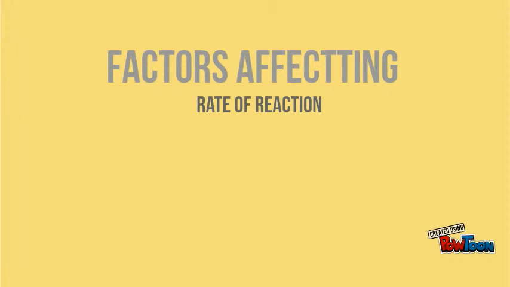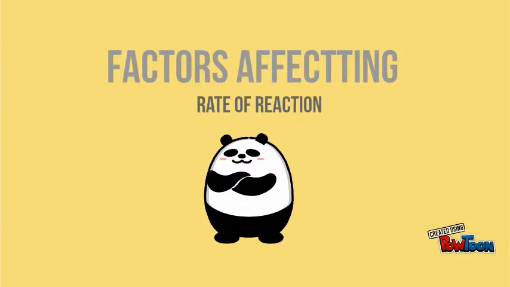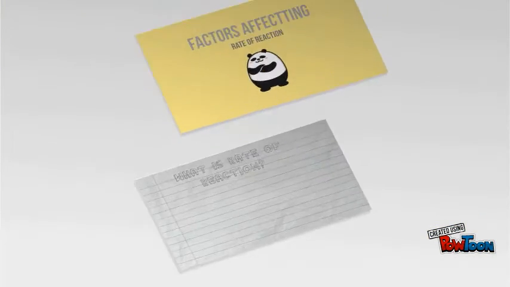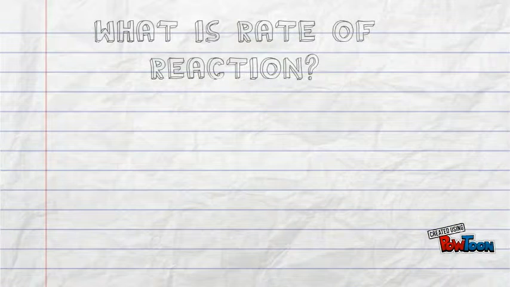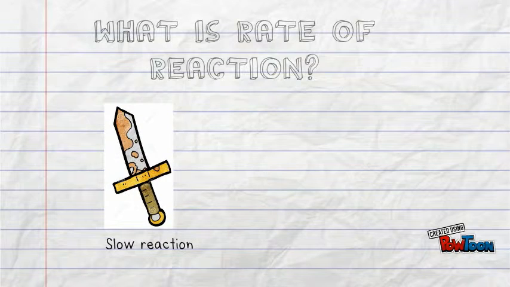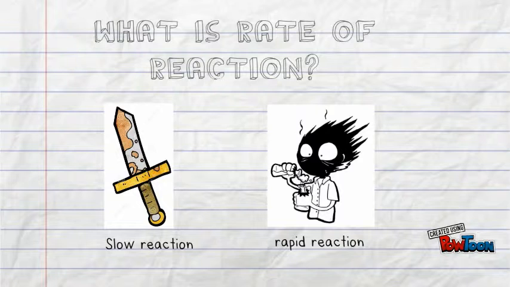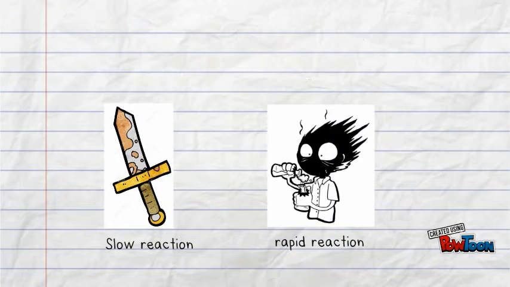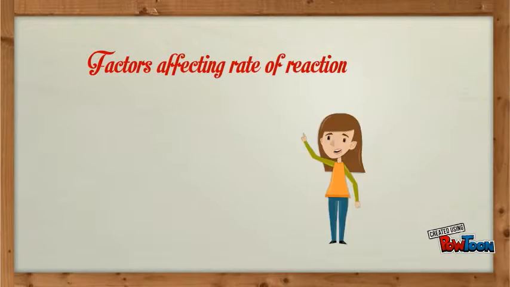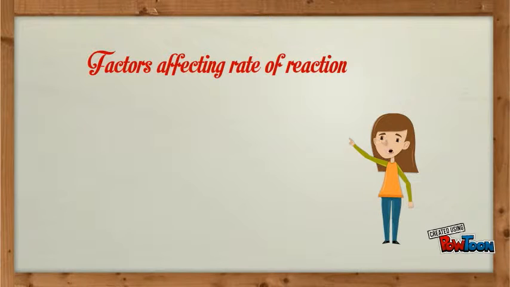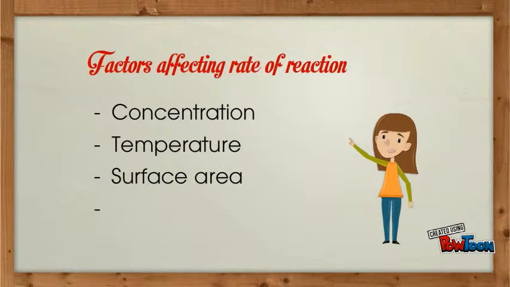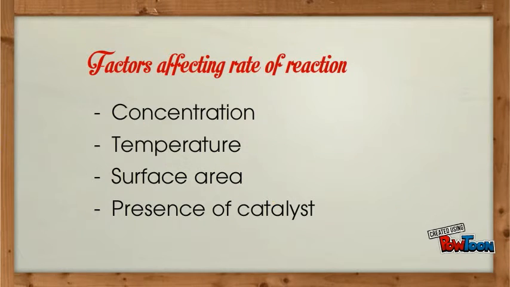In this video, we'll be touching on the rate of reaction. Different chemical reactions take place at different speeds. For example, rusting of iron and oxygen is a slow reaction, and the explosion of chemicals is a rapid reaction. In this video, we'll be discussing four main factors that can control the rate of reactions, and they are concentration, temperature, surface area, and the presence of catalyst.